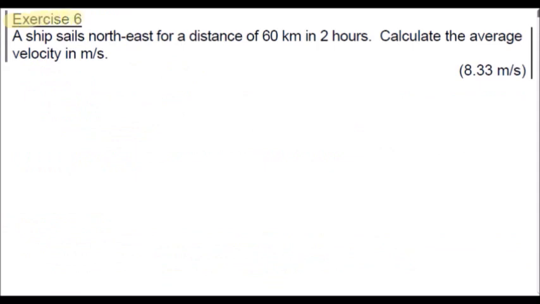Exercise 6. A ship sails northeast for a distance of 60 kilometers in 2 hours. We've got to calculate the average velocity in meters per second. Answer stated in the bracket here. I encourage you to stop the presentation and attempt exercise 6, but the full solution is shown on the following slide.